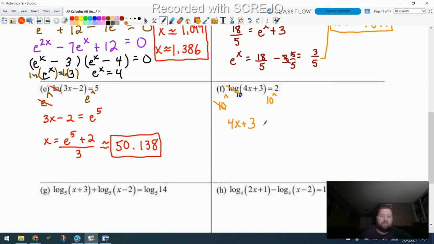4x plus 3. And this one we can actually do without a calculator. 10 squared is 100. And so I think we can just solve this one all the way. Subtract 3 is 97. Let me put my 4 back there, and then we'll divide by 4. Oops, 97 over 4. And fractions are great. I'm happy with a fraction.